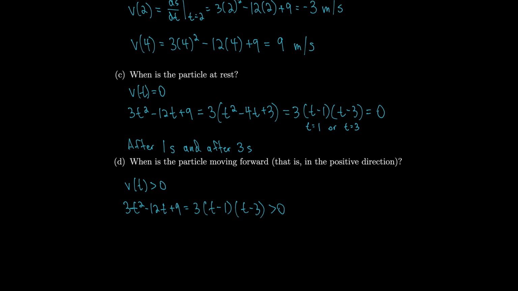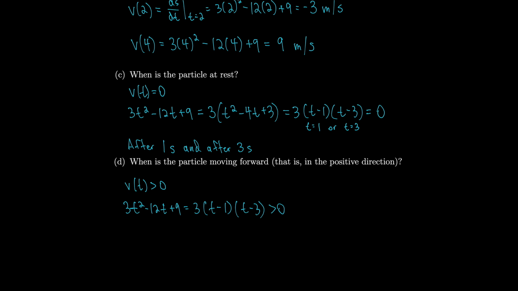So that means that either both of these terms have to be negative, because then 2 negatives cancel and become positive, because the 3 is positive, or we have to have both of these terms be positive. If one of these guys is negative and the other is positive, then a negative times positive will be a negative velocity, which we don't want.